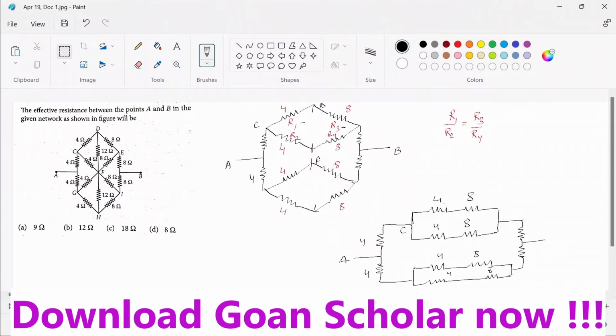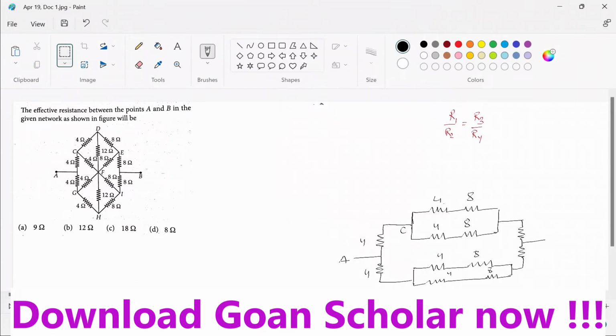Let me remove the previous diagram here, and let's redraw it. So 4 and 8, that's 12 ohm. So here 12 ohm is connected. Then again another 12 ohm is connected here. So 12 and 12, and that is connected from here to a 4 ohm and a 4 ohm.